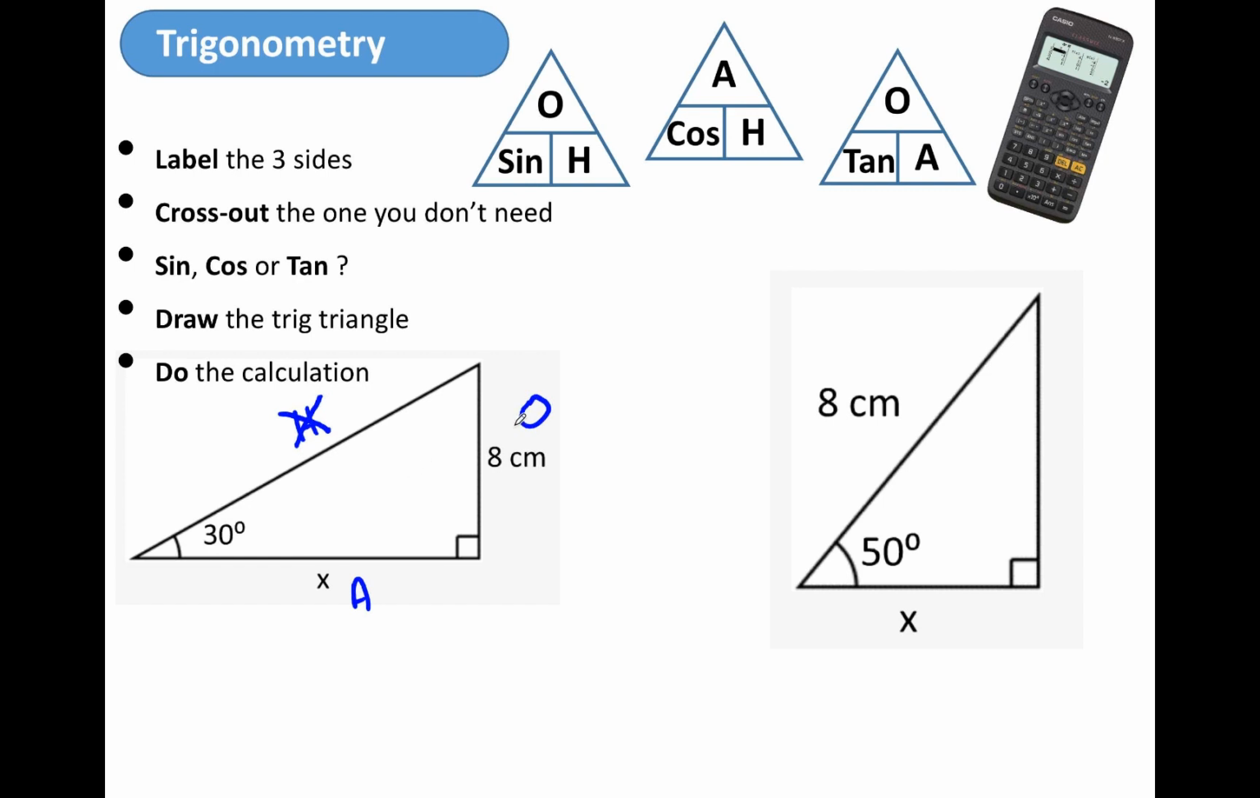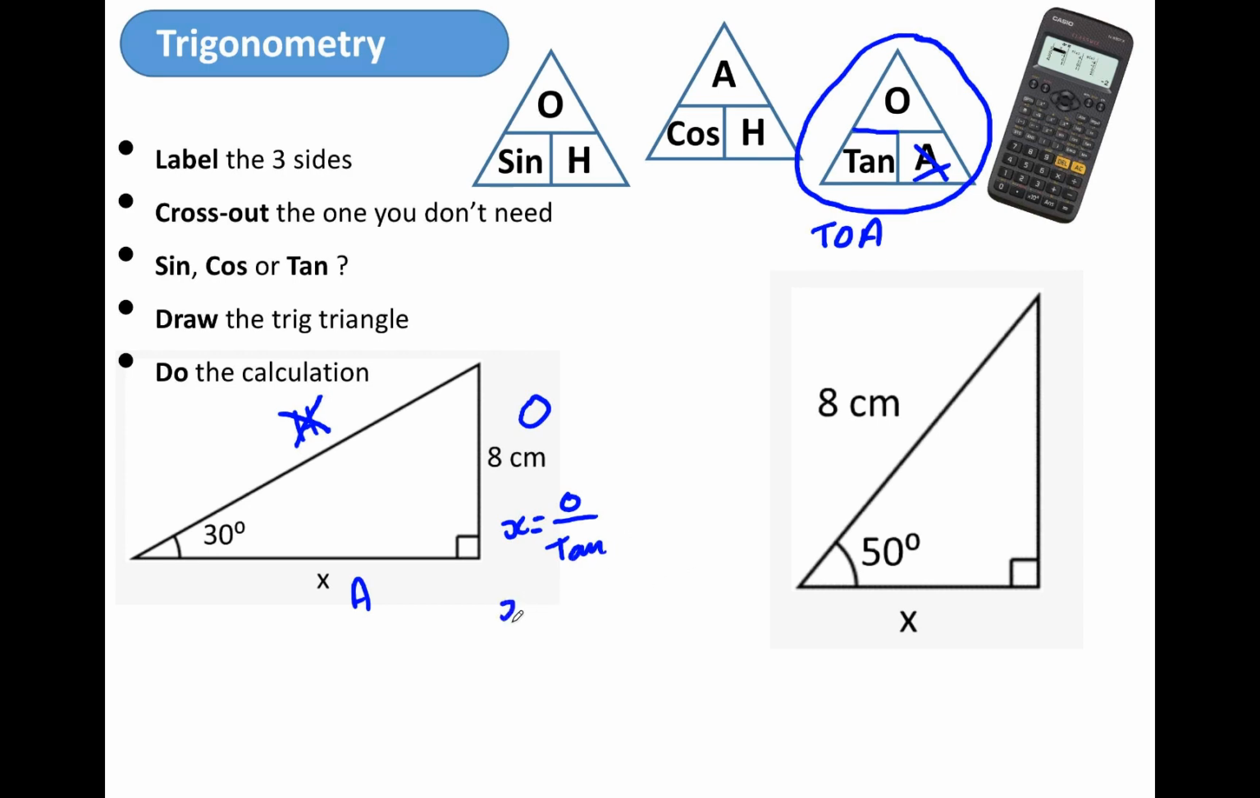Then decide on the silly word. Well, we've got O and A. Now the only silly word that has O and A in it is TOA, which means we are using this triangle here. Right, look at the side you're trying to find. We're trying to find A, so it's not A that I want. So I look at my maths and it's the opposite side divided by tan of the angle. So in this case, x is going to equal the opposite side over tan of the angle.